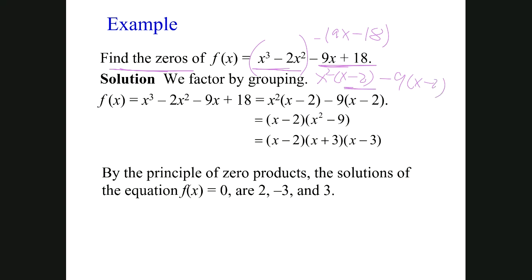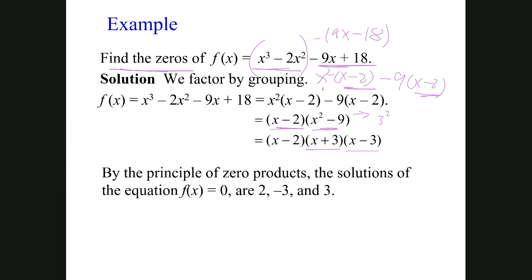We can pull x minus 2 out, okay? And then we have x squared minus 9 in here. And 9 is 3 squared, right? So you have x squared minus 3 squared. You can factor into x plus 3 times x minus 3.